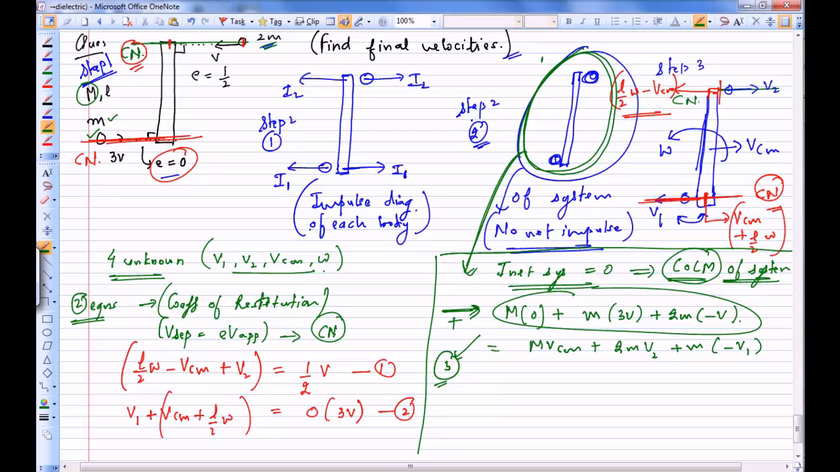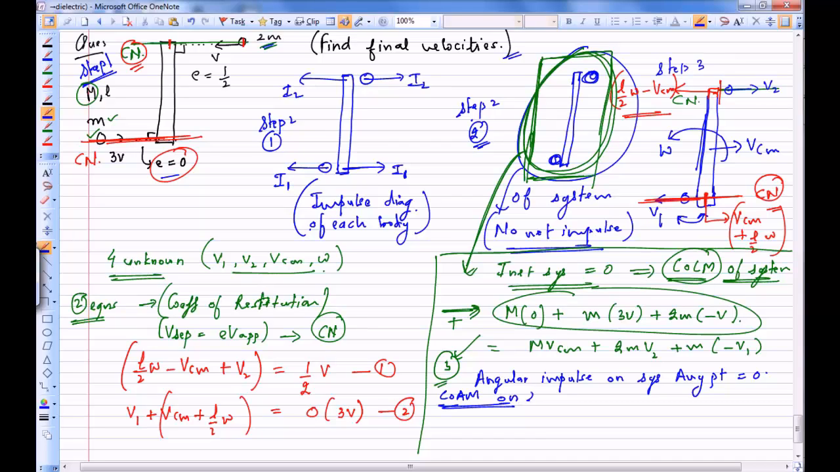Now again look at this particular system, the impulse diagram of the system. There is no net linear impulse on the system. We can also say angular impulse on the system about any point is 0. That implies I can apply conservation of angular momentum on the system.